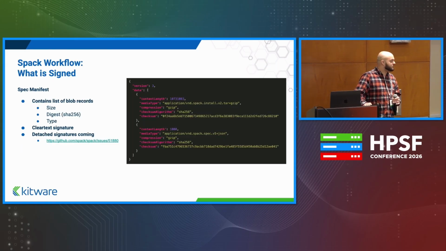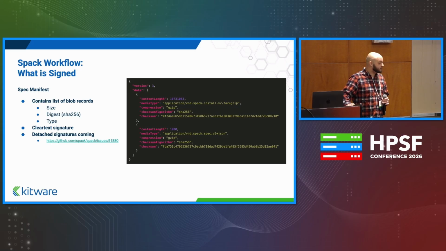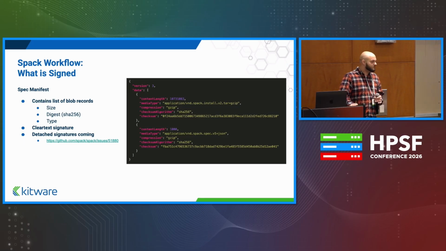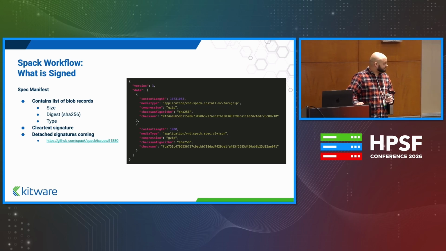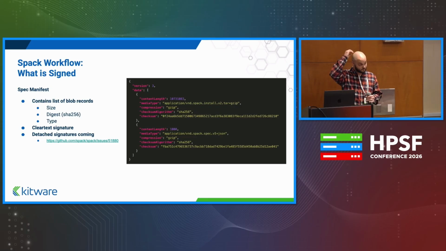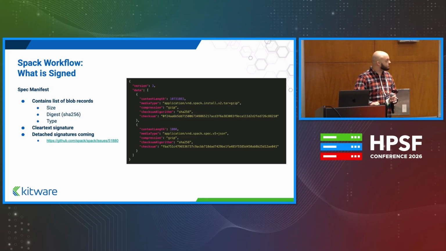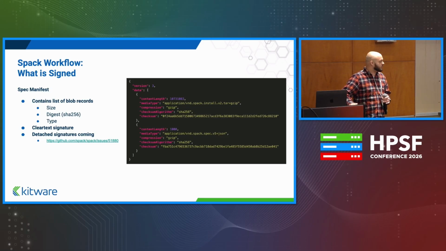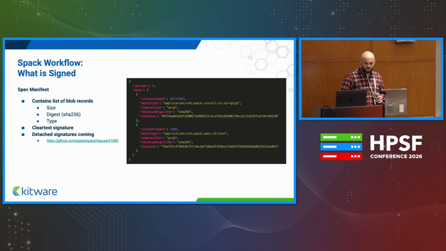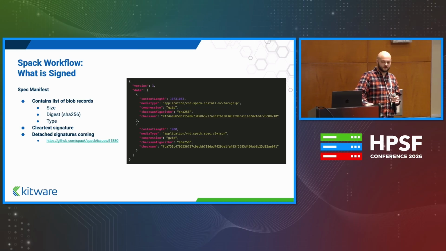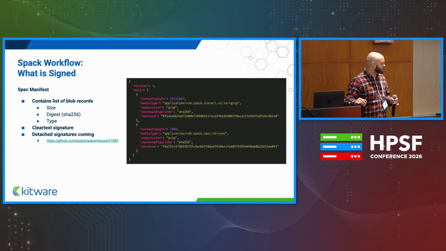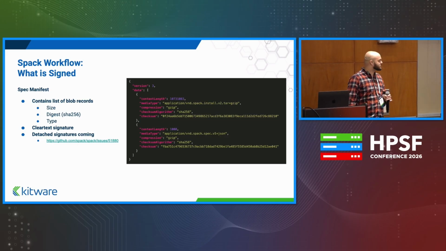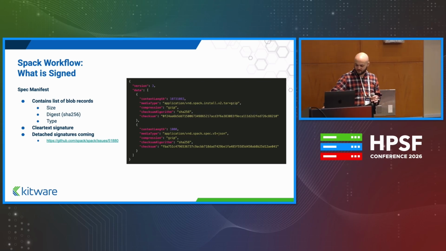So what do we sign in Spack? We don't actually sign the binary data itself. It's too big, and that would be frustrating. So we sign these manifests. In these manifests, we record the digest, the size, and we have some type information about all this stuff. Currently, we're using a clear text signature, and so this is wrapped around the data here. We're moving towards detached signing coming soon. There's an issue right now in a branch on my other laptop for that.